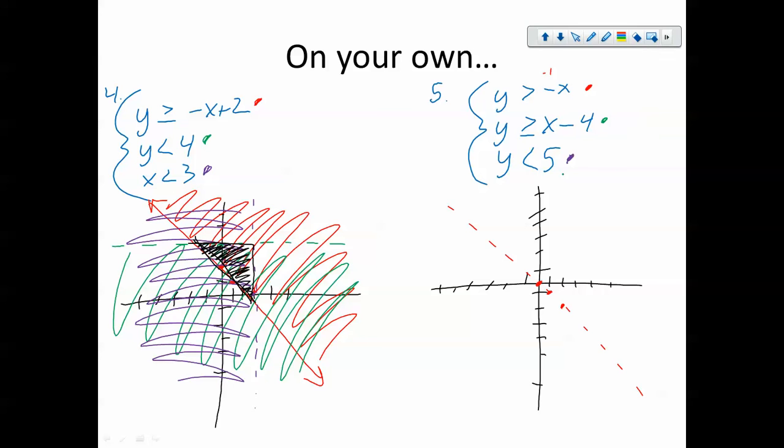Green line, y is greater than or equal to x minus 4. The y-intercept is -4. The slope is 1, up 1, right 1, up 1, right 1, up 1, right 1. This is a solid line. Finally, purple line, this is y is less than 5. There's only a y here, so then y is 5. This is a dotted line.